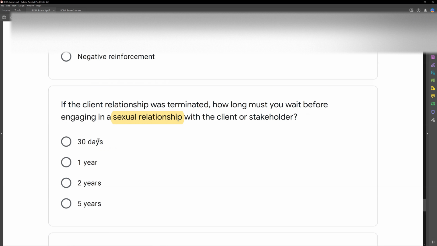So how long must we wait? 30 days, 1 year, 2 years, or 5 years? So if you don't know, the answer is 2 years. Very explicit in the ethical code. You have to know this number, okay? If the client relationship is terminated, you have to wait 2 years before engaging in a sexual relationship with the client or stakeholder.